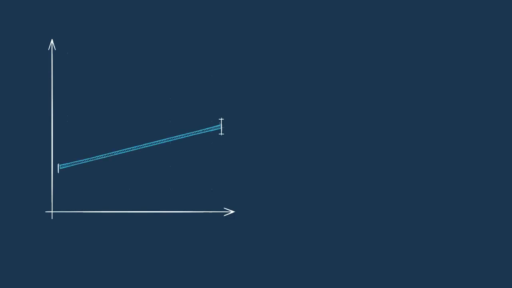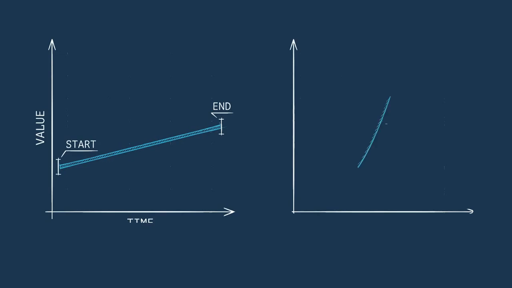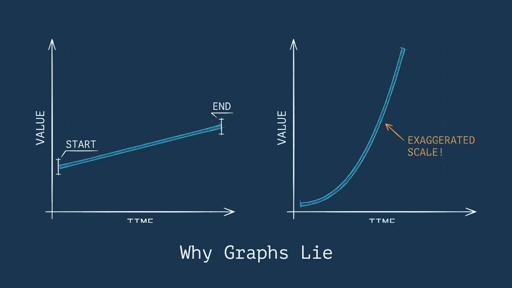Look at two graphs showing the same data. One looks calm, the other looks dramatic. You feel different things, even though the numbers are identical. That reaction is exactly why graphs can lie.